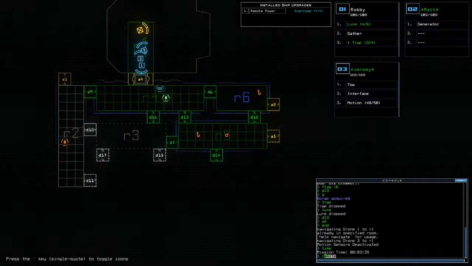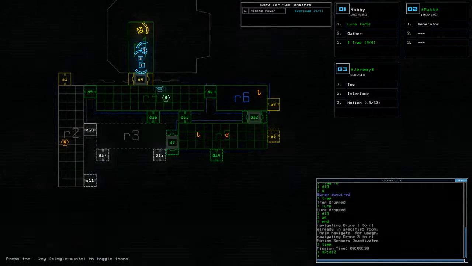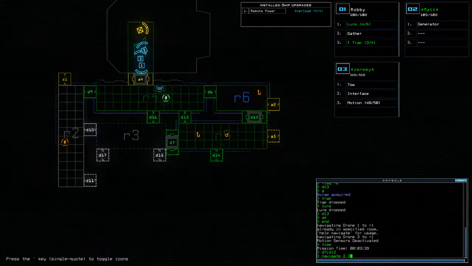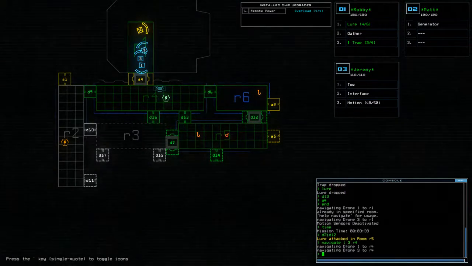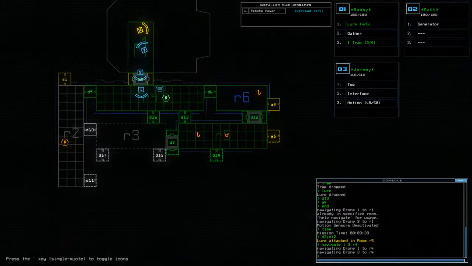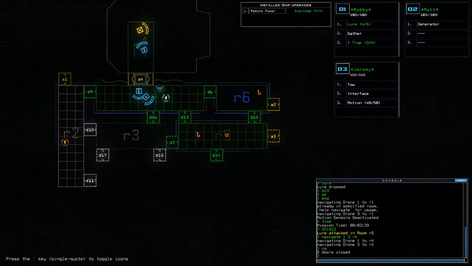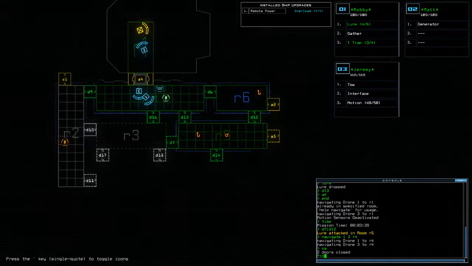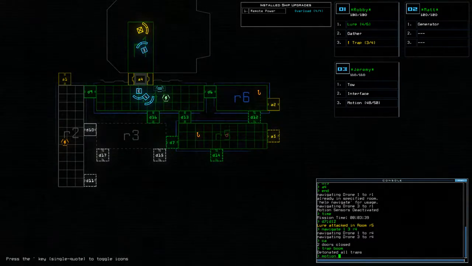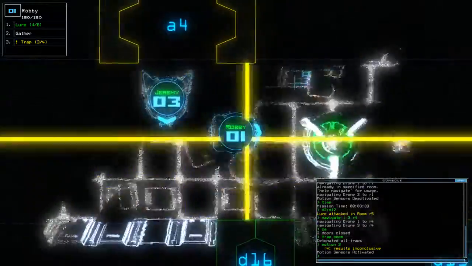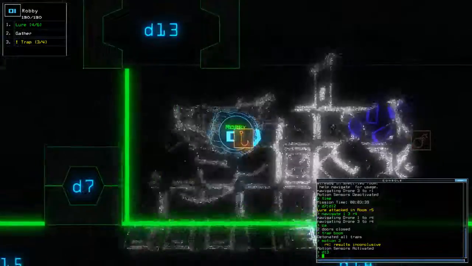Actually, we can do D7, D12, nav 2, 1, 3, R4. Lure is being attacked. Looking at that attack pattern, that looks like a leaper. Is indeed a leaper.